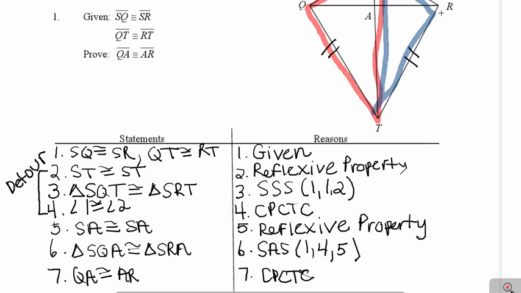Notice a lot of times in detour proofs, you do have to use the reflexive property multiple times, and usually CPCTC multiple times. You can do that in these proofs, and actually you're going to want to do that several times. Okay, so go ahead and move on to the next video, and I want you to try the next 2 examples on your own, and then you're going to check your answers with the video.